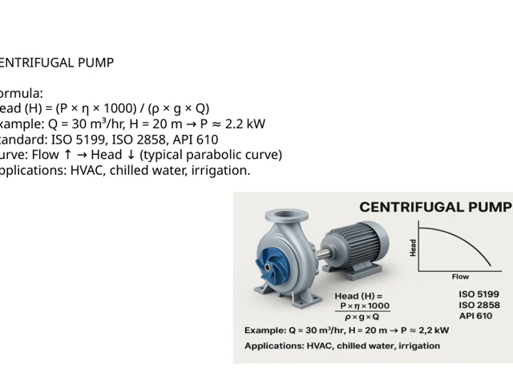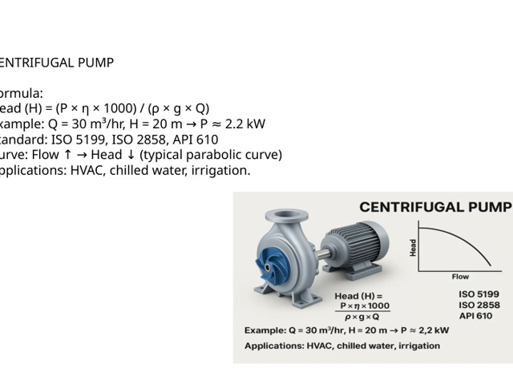For example, if we have a flow rate of 30 cubic meters per hour and a head of 20 meters, the power P required is approximately 2.2 kilowatts. This gives us a practical sense of how the formula translates into real-world operation. Moving on, it's important to note that the design and manufacturing of these pumps adhere to international standards like ISO 5199, ISO 2858, and API 610. These standards ensure quality, safety, and performance consistency across different applications.